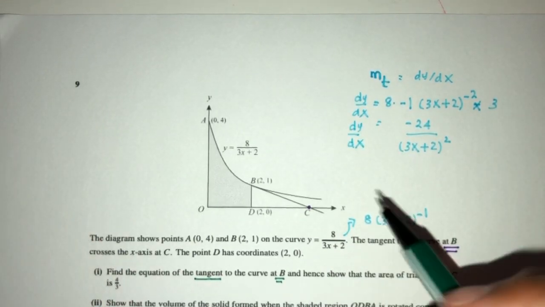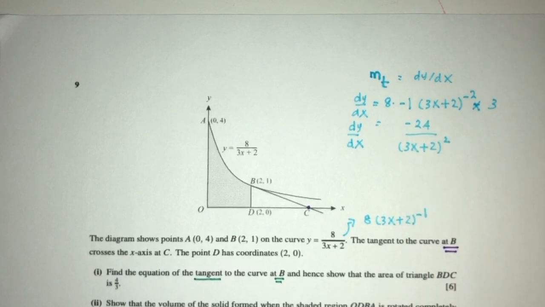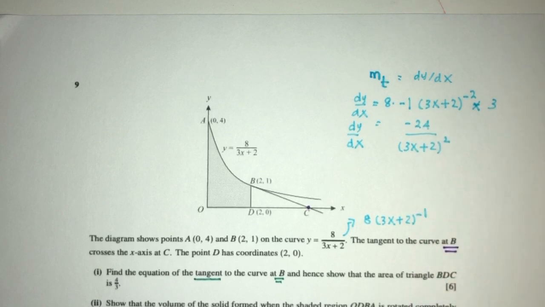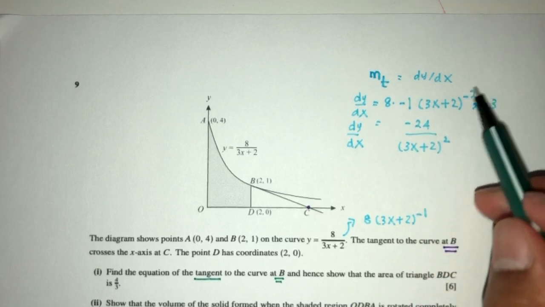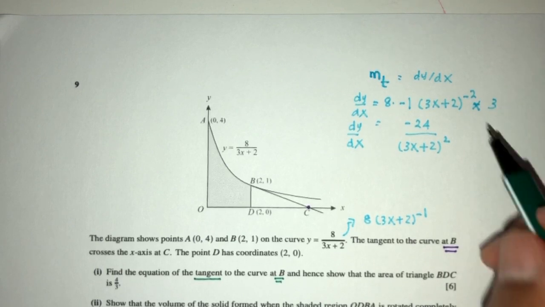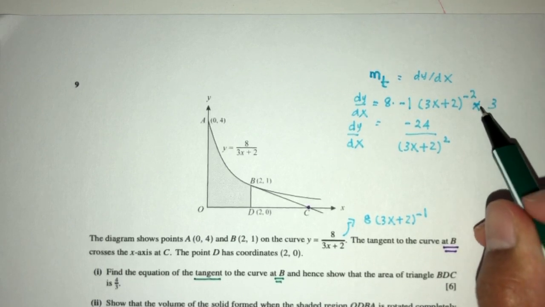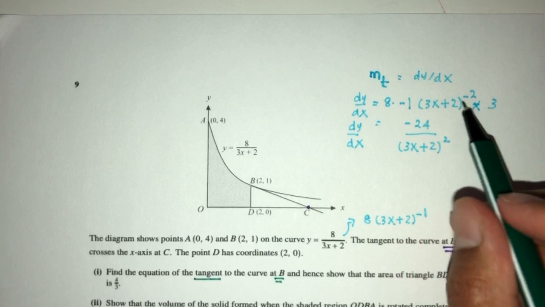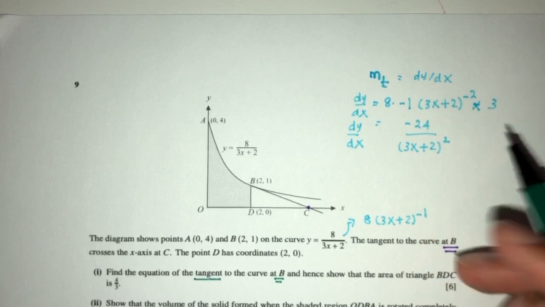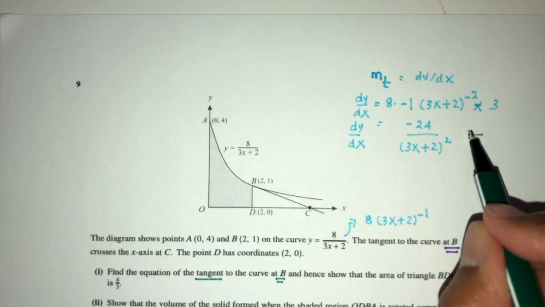So again, 8 is only a multiple, we'll leave 8 outside. Then we multiply by the power, so multiply by minus 1. Great. And then we have to decrease the power by 1, so minus 1 will be minus 2. Okay. Then we have to multiply finally by d by dx of the value inside. So d by dx of 3x plus 2 is 3, so we multiply by 3, and that's it. That will be this value.